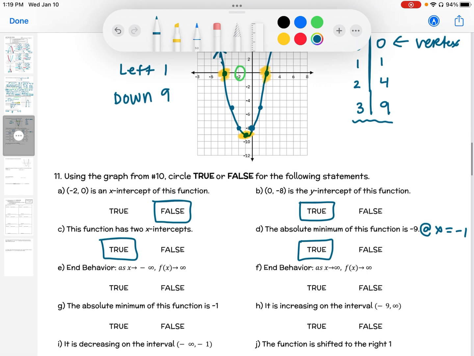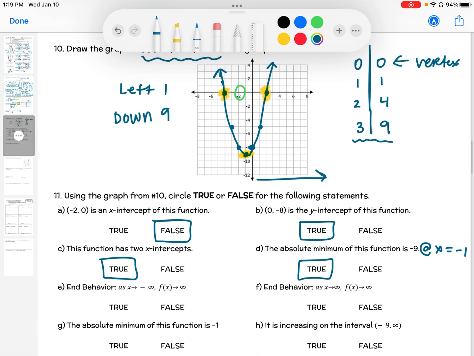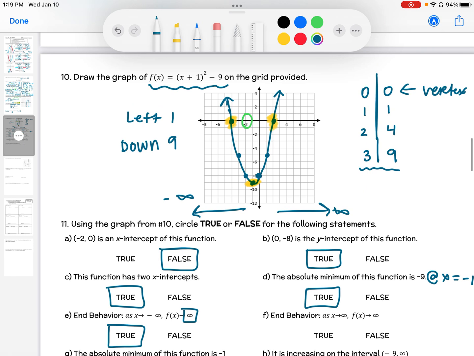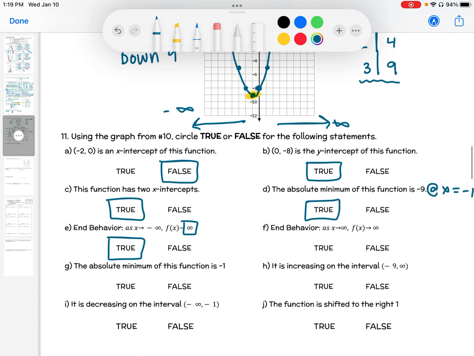All right, end behavior as x approaches infinity. So let's look at our graph. As x approaches infinity, so that's this direction. Nope, sorry, read it wrong. As x approaches negative infinity, so that's this side, our graph is going up. Our graph is going up on both sides. So since we have this positive infinity, this would be true. Same thing over here. As x goes to positive infinity, our graph is going up. So that means this would also be true.